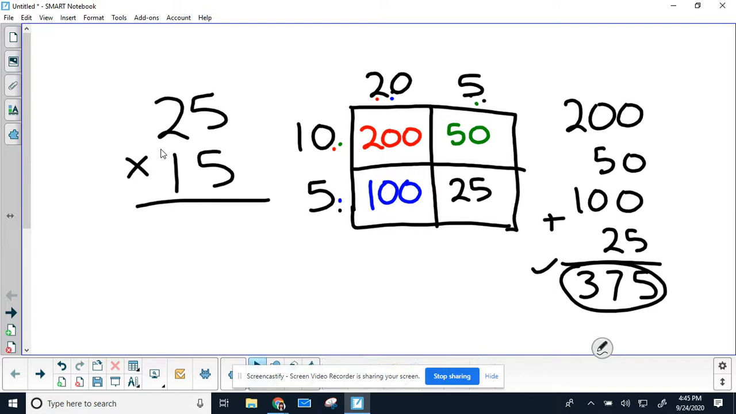Okay, so those are 3 options for you. Pick whichever one you have the most success with, whichever one you think is easiest and makes sense to you. You just stick with that one. Okay, and there you have it. Now you can practice on your own using whichever method you like best.